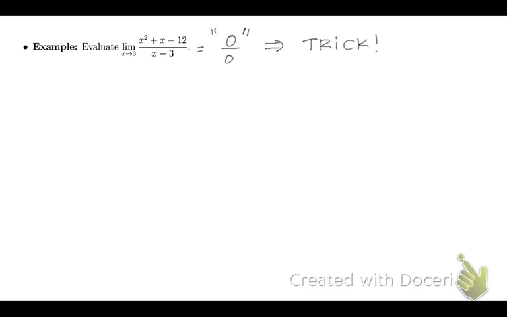So this means that we need a trick. And in this one, we did this in class. Our trick was to factor and cancel. We found an x minus 3 factor on top that would cancel with the one on the bottom. That was what was causing the 0 over 0, and we were able to find the limit.